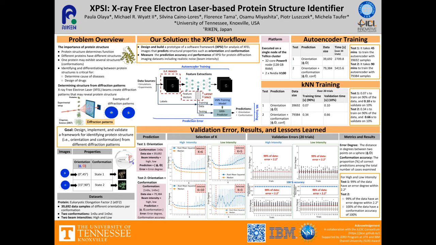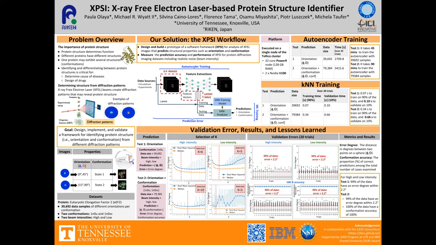Another contribution of this poster is the measurement of the prediction accuracy and performance of XPSI. For the diffraction imaging datasets, we include realistic noise obtained by having a low beam intensity, which creates noisier images. We define two tests. In the first test, we only predict orientation of a single conformation. In the second test, we predict orientation and type of conformation. I remind you that our dataset has two types of conformations for the same protein.